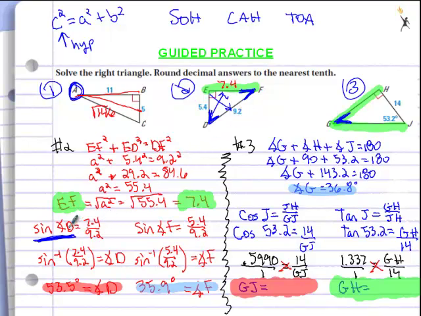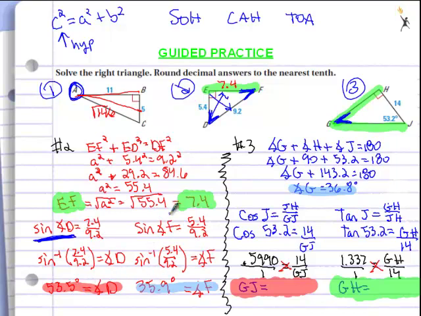Now, in order to find angle D, I needed to use the inverse sine function. Maybe you used cosine, maybe you used tangent, whatever you used, make sure that you're using the inverse functions. My inverse sine used 7.4 over 9.2. When I punched that in my calculator, I got angle D to be 53.5 degrees.